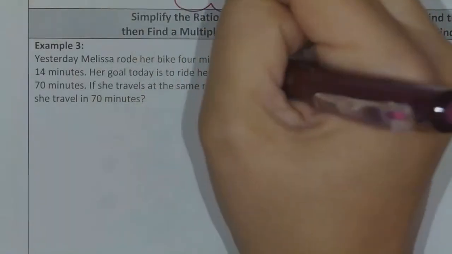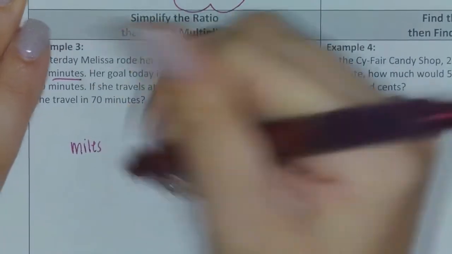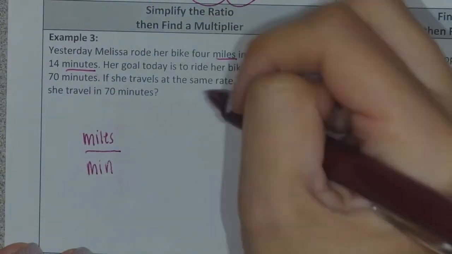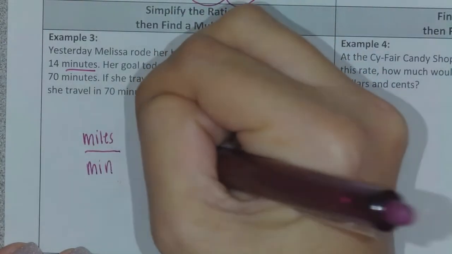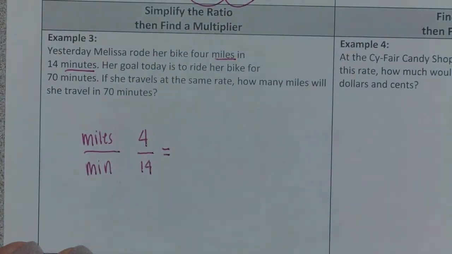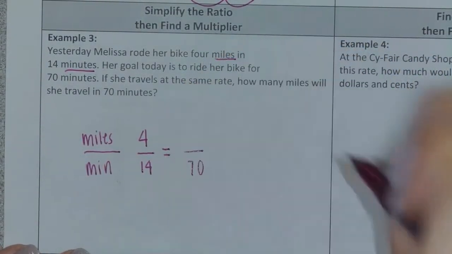So the two things that I am comparing here are miles and minutes. So I'm going to write these out because they both start with M, and they both start with MI. So I'm just going to write it out. So we'll do miles and min. Okay, my first ratio is 4 miles in 14 minutes. And that's going to be equal to if she's riding her bike for 70 minutes.